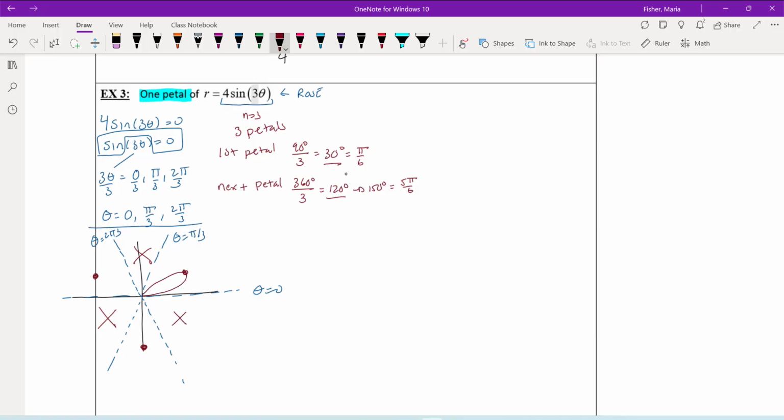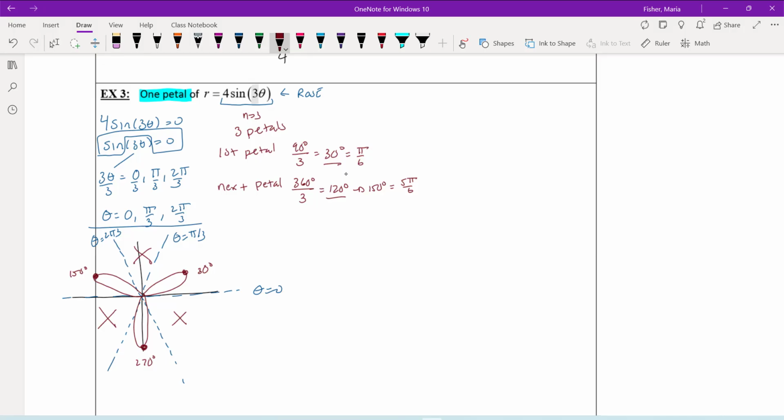But we can also again figure that out because we knew that our first petal was at 30 degrees, our next petal would be at 150 degrees, and our other petal would be at 270 degrees. So we could figure it out more than one way there, but the tangents at the pole will help us determine what angles our petals lie between.